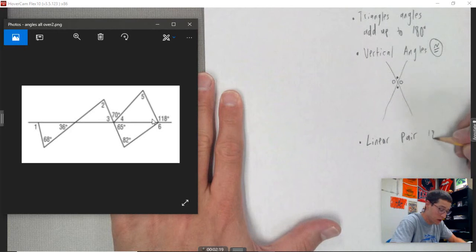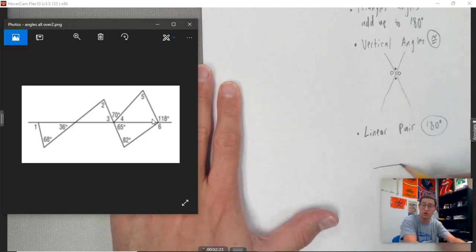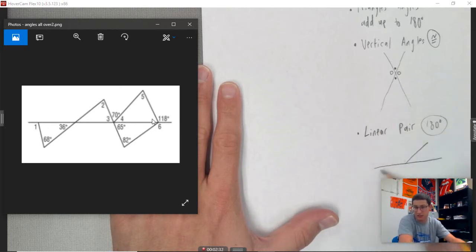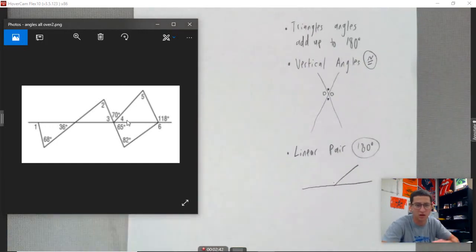Okay, which add up to 180, and again, those are where you draw a line and then they intersect here and here. The reason why it's called a linear pair is because you've got two angles that lie on one line. Okay, so don't forget these two also add up to 180. So those are some tools that you can use to complete all this stuff.